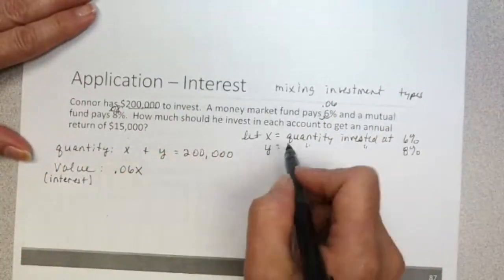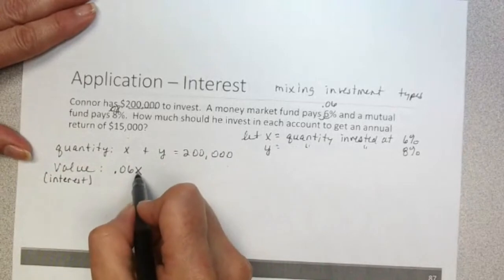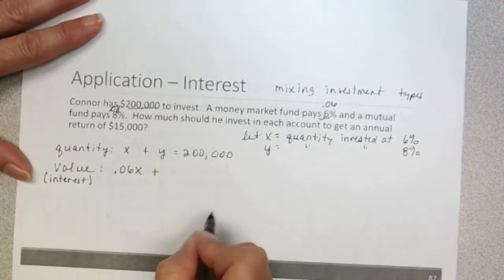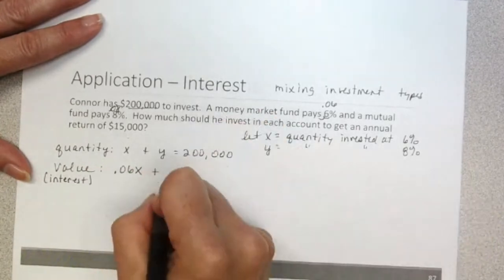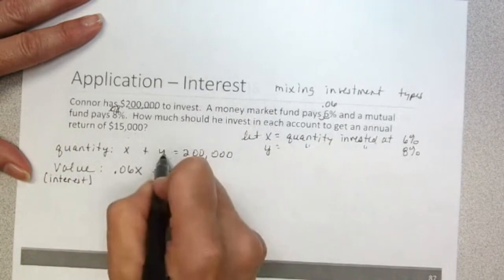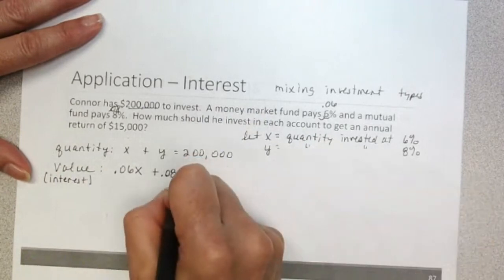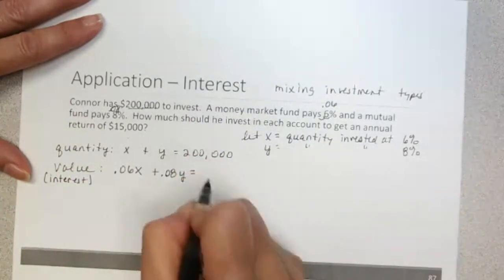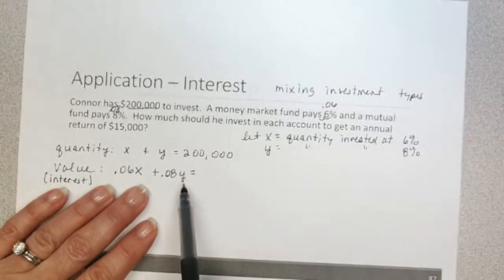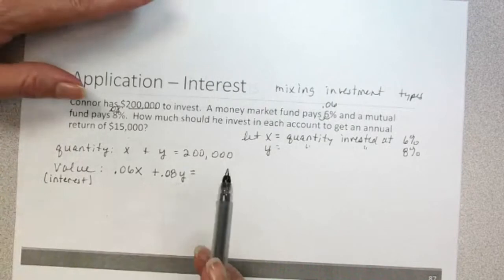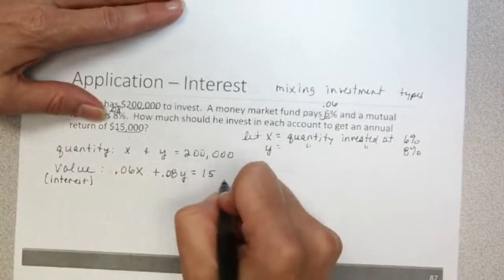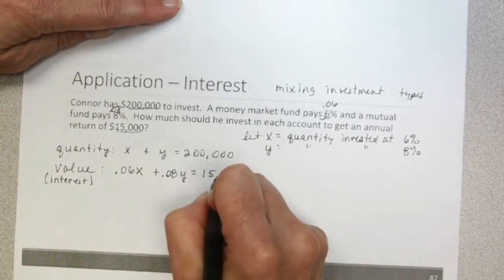Okay, and then so the quantity invested at 6% contributes that portion of the interest. The rest comes from the quantity that's invested at 8%, right? 0.08 times Y being the quantity that's invested at 8%. And what does that need to total? It needs to add up to the total interest we need, which is $15,000. That's our annual return.